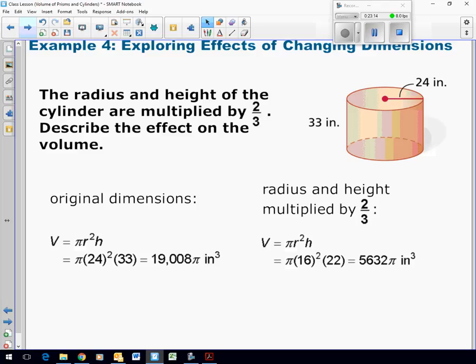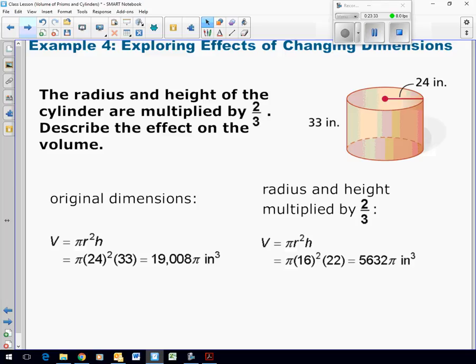Before I do anything with the dimensions, find the original volume. Pi times 24 squared times 33. You'll get 19,008 pi. Okay? Go with me on that?